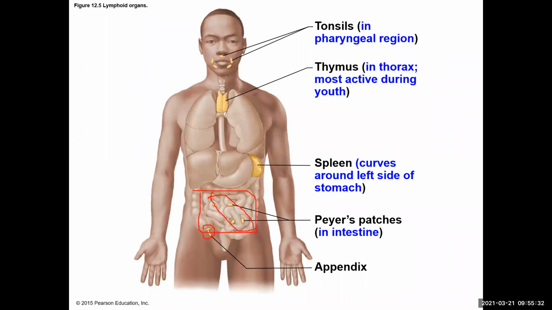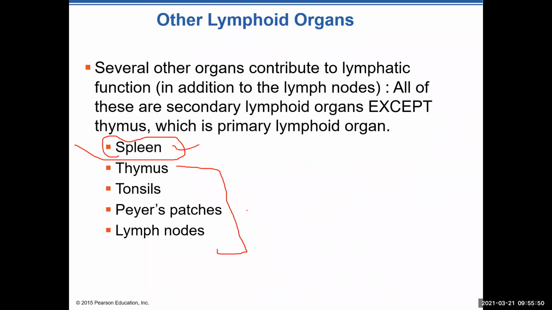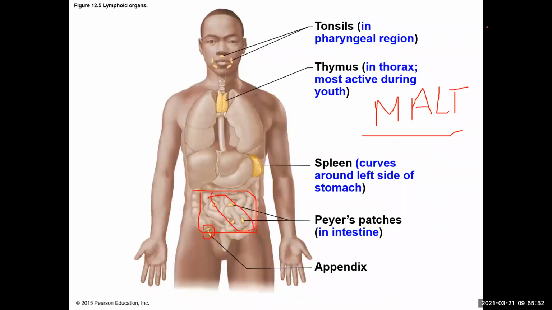And what is MALT, guys? Which organs are protected by MALT? What is the full form of MALT? We spoke about MALT as well. Mucosa associated lymphoid tissue. Remember?